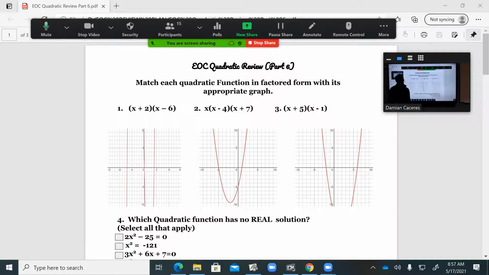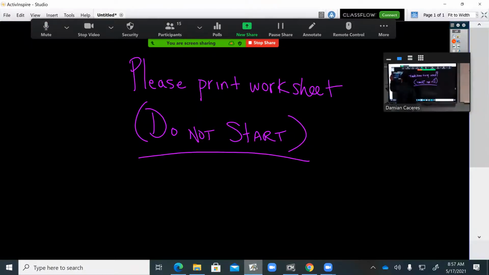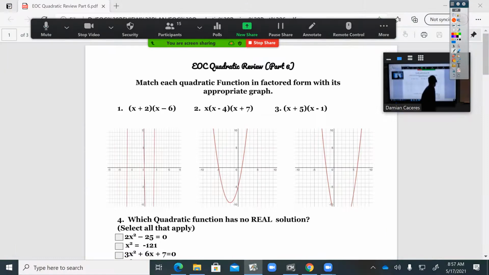So the first part of this review is about matching quadratic functions to quadratic graphs in factored form. I'm not going to do all of these for you, but I am going to remind you how to use the zero product property when they're in factored form.